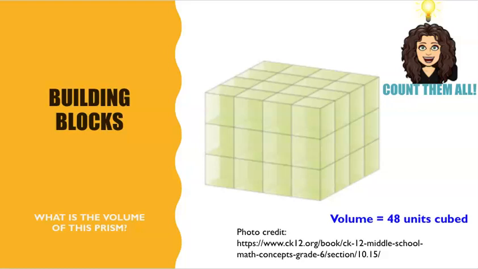Building blocks are a great way to think of volume. So if we had a prism, this would be a rectangular prism. What's the volume of the prism? Well, one idea would be to count the blocks. So if you counted all the blocks included in here, you would get 48 units cubed.